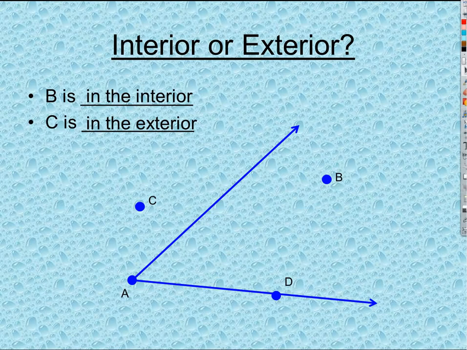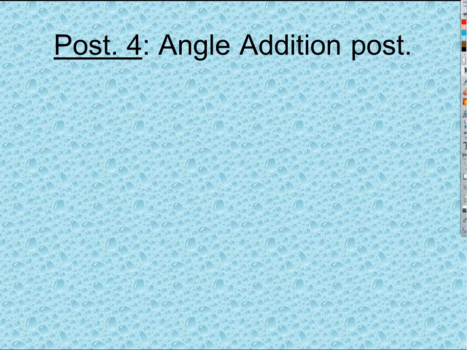What would be a better answer, maybe? On the line? On the line, exactly. On the angle, we should say. D is on the angle, because it sits on one of the sides. Okay. What about A? What's that? Vertex, yeah. Okay, angle addition postulate, very simple.